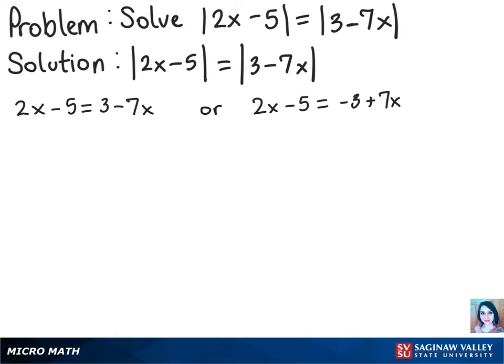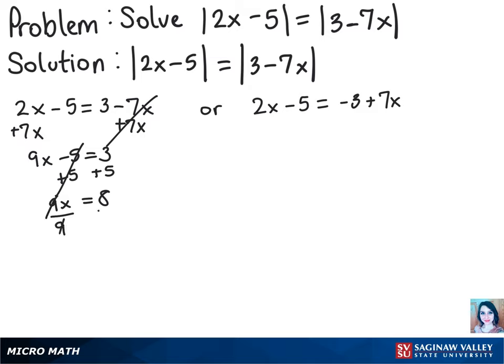All right, and let's just focus on one side at a time. So let's go over to the left here. And we can start by adding 7x to both sides. That will give us 9x minus 5 equals 3. And then let's add 5 to both sides. So we get 9x equals 8. Now we want to divide both sides by 9. And that will leave us with x equals 8 over 9 for the first solution.